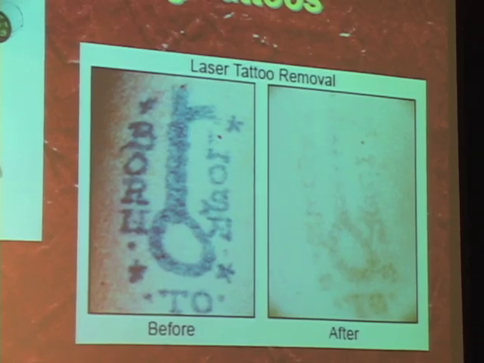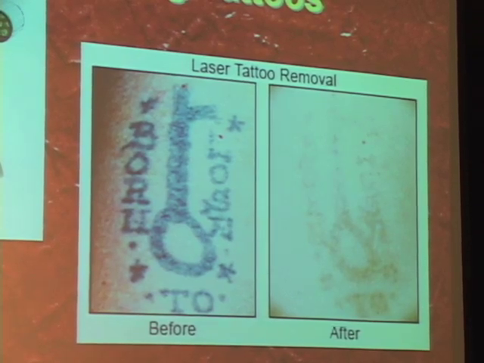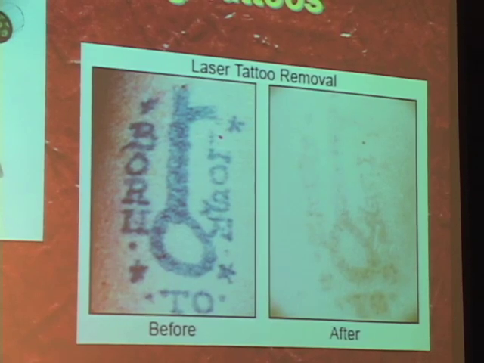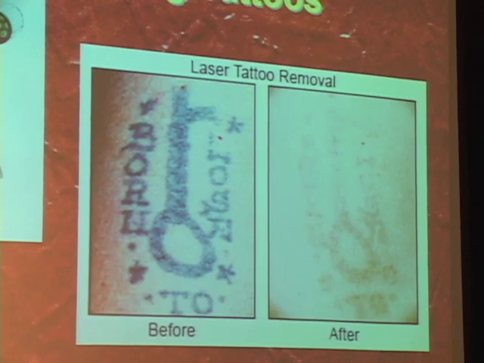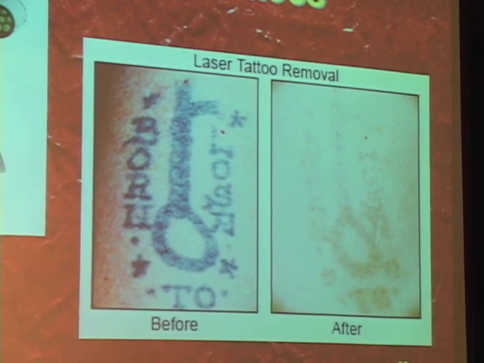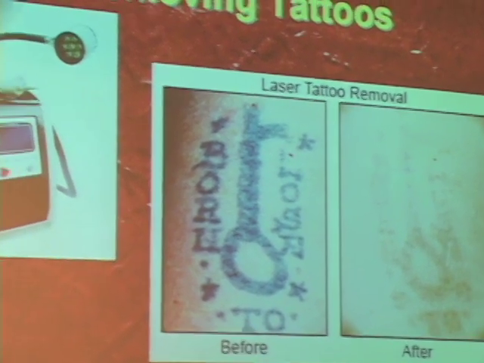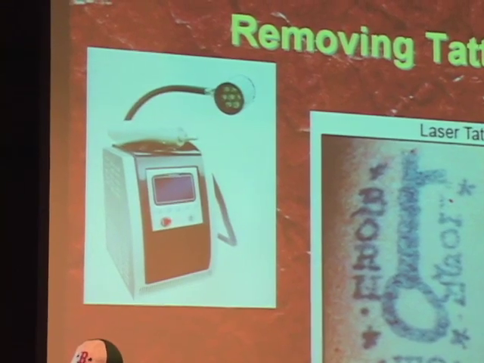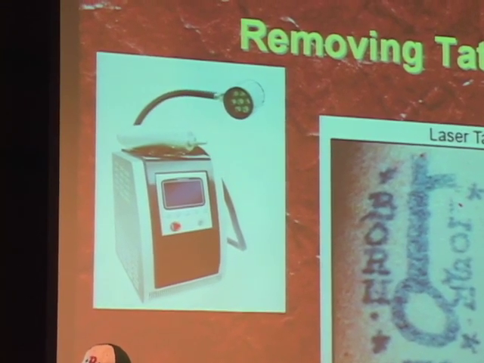And of course, there are those times a person makes a mistake. The number one thing, the dermatologist said, don't get words. Don't get names, don't get words. If you pick an image, you can always change your mind, you know, what it represents. But if you get born to lose on your arm and you decide that you're not, it's going to take a very costly process for removal. The machine over on the left is a tabletop or desktop style laser, and lasers are the currently best method for removing tattoos.